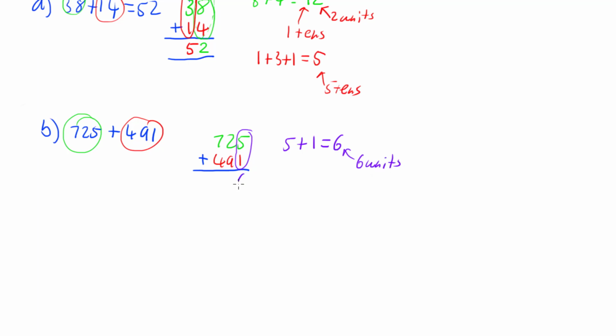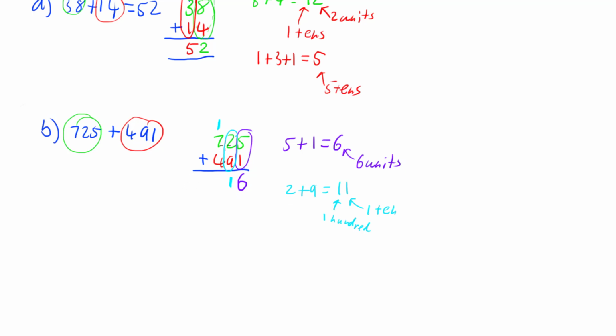So 5 plus 1 gives us 6. We're then going to move on to our next column, where we have 2 plus 9. So 2 plus 9 in the tens column. 2 plus 9, well, that's 11. Now this represents, because we're in the tens column, 1 ten and 100. So we carry the 100 up into the hundreds column, and we have the 10 in my tens column. So this one goes into my hundreds column, and this one goes into my tens column.